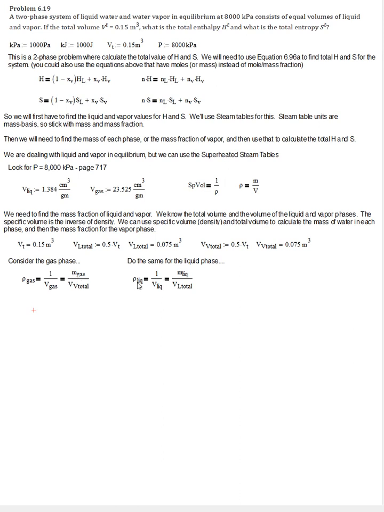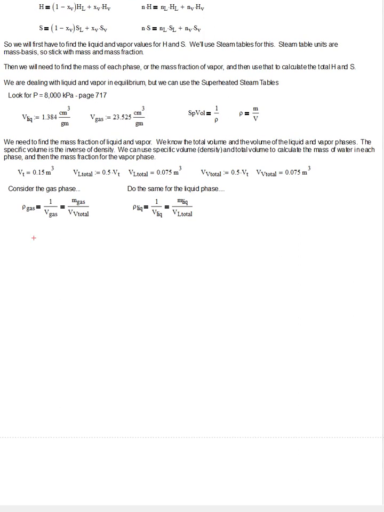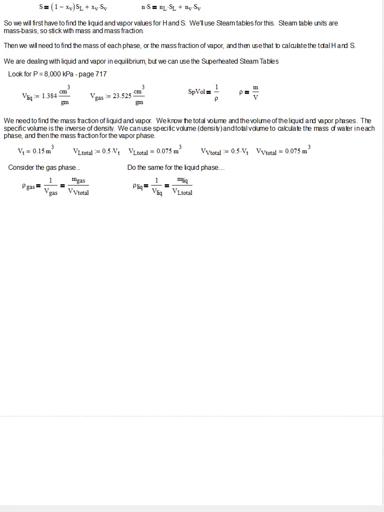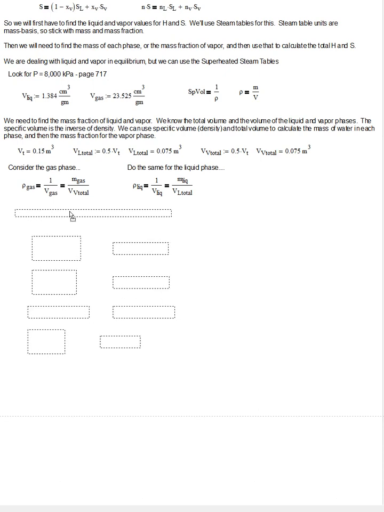Do the same thing for the liquid. Density of the liquid is equal to the mass of the liquid divided by the volume of the liquid. Well, that's just equal to 1 over the specific volume of the liquid. And so we have that right here. So again, what we can do now is we can solve immediately. We can solve these equations for the mass of gaseous water and the mass of liquid water. So I'm just going to bring all these calculations over.